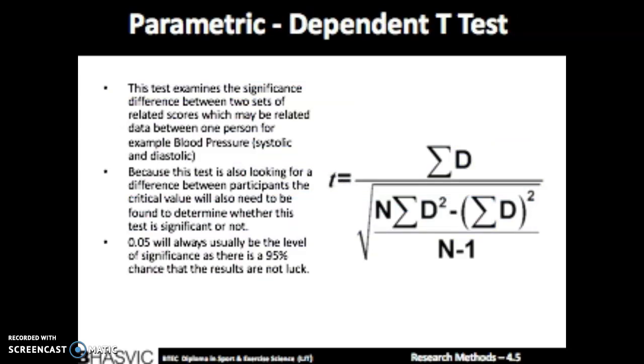The parametric dependent t-test. The test examines the significant difference between the 2 sets of related scores, which may be related data from one person. For example, systolic and diastolic blood pressure. Because the test is also looking for a difference between participants, the critical value will also need to be found to determine whether this test is significant or not. 0.05 will usually be the level of significance, as there is a 95% chance that the results are not luck.